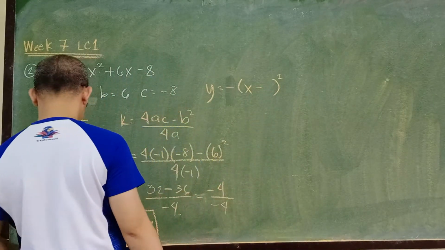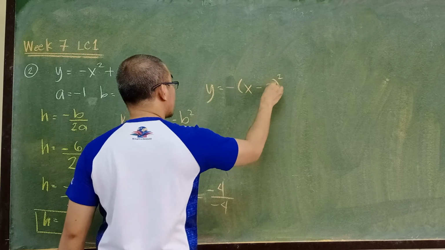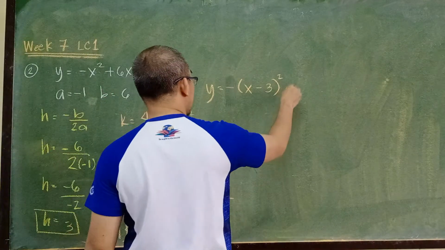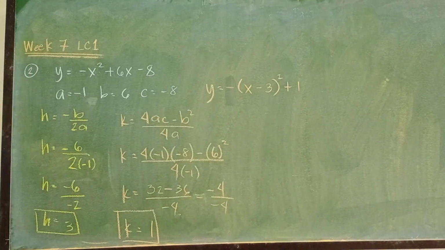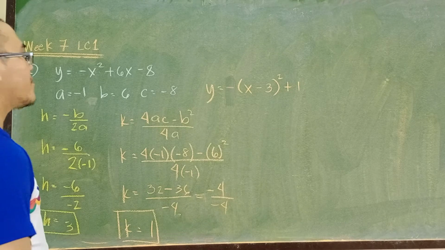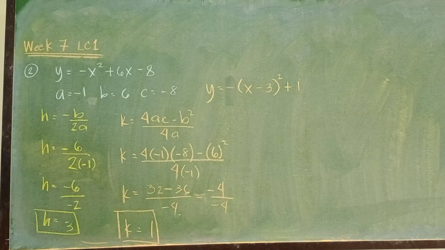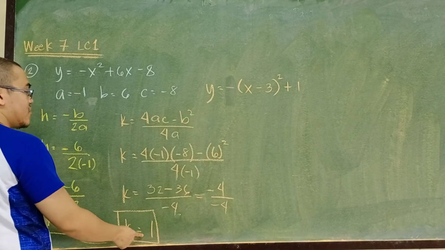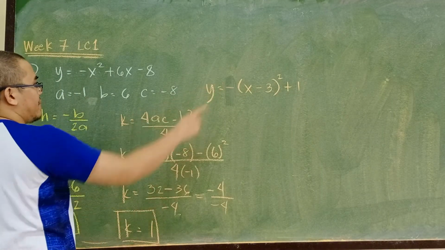negative 3. Opposite yung sign. So, tignan natin negative 6, positive 6, 3, negative 3. Next, yung K, this will be positive 1. So, again, kabaligtaran yung sign. Yung H dito is positive, pagdating doon dapat negative. Yung K as it is, yung positive dito, positive din doon.